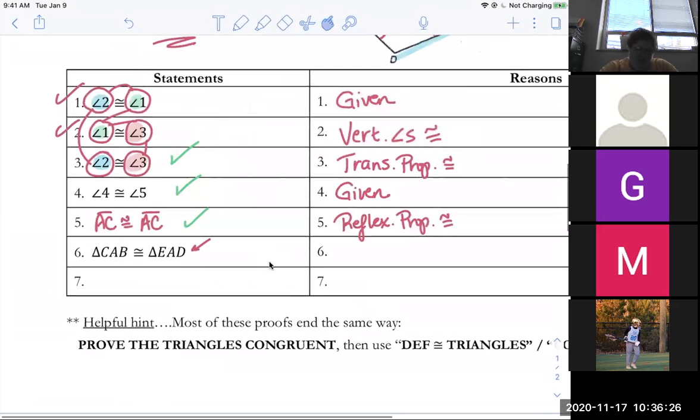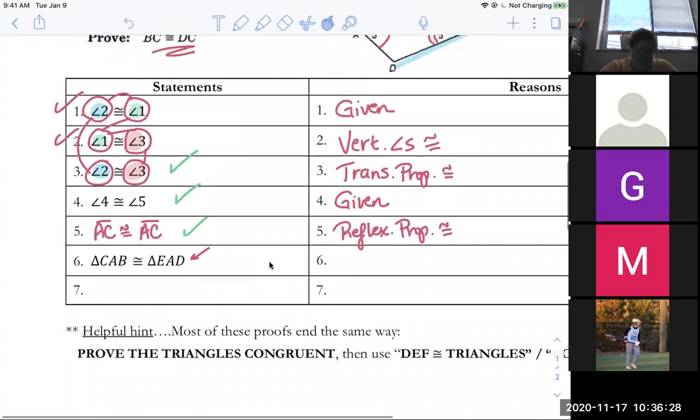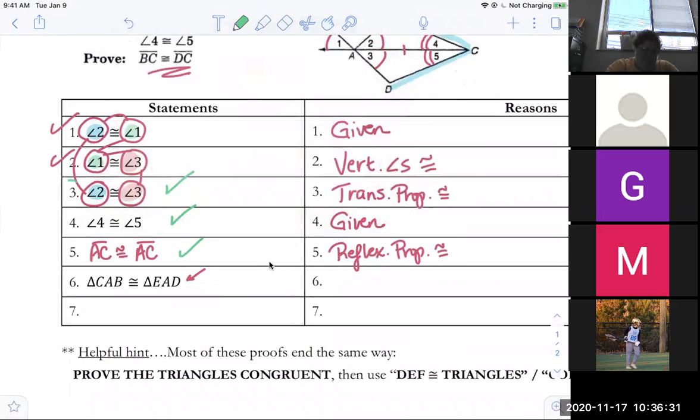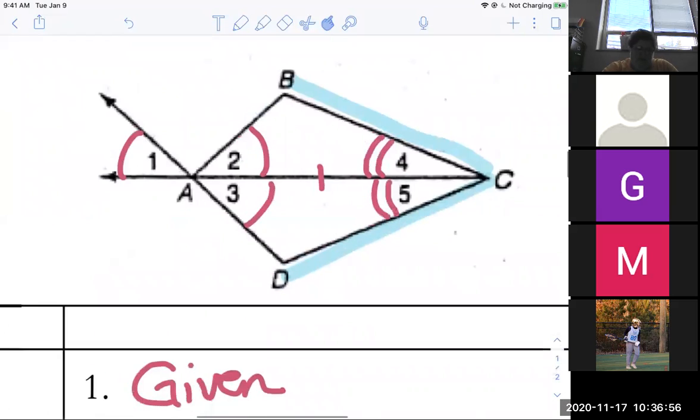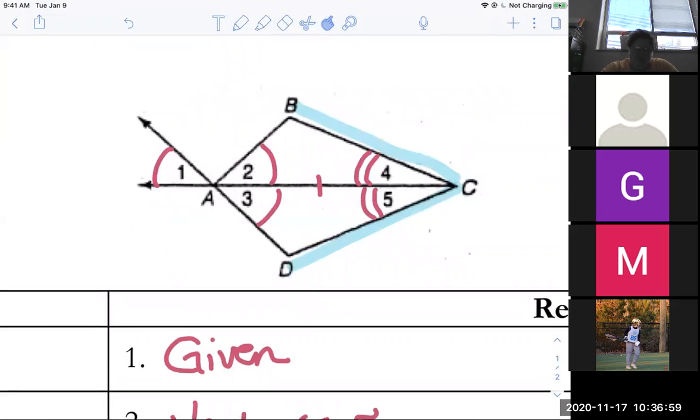Gabriel, why are the triangles congruent? Can I answer it? What's the reason? It looks like a fish. How do you know the triangles are congruent? ASA, angle side angle congruence. ASA congruence.